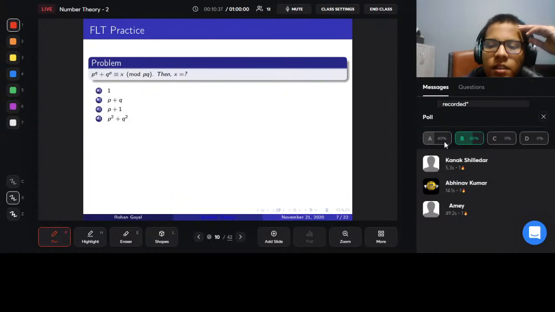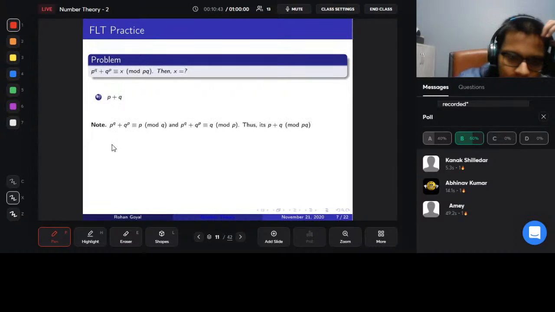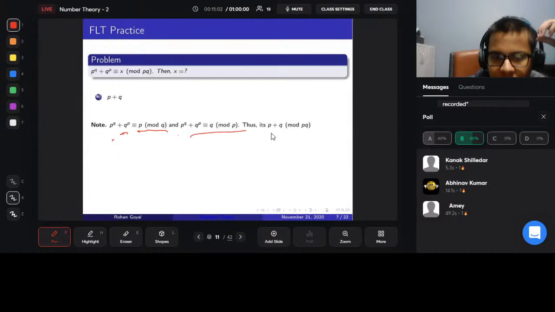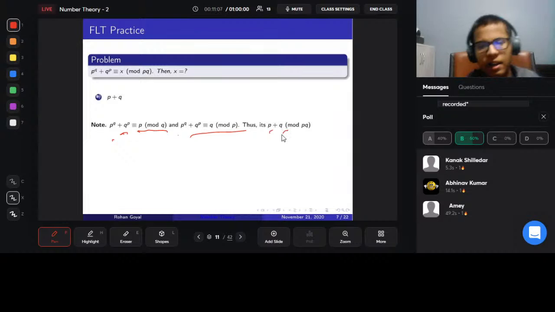I see. Okay. So, observe here that what is p to the q mod p? The answer is b, which is p plus q. Observe that p to the q mod q is just p, and q to the p is just 0. So we get that this is p mod q. Similarly, this is q mod p. So if we consider the number p plus q mod pq, you'll see that it's p mod q and q mod p. So that satisfies the condition, and thus the answer is b, p plus q.